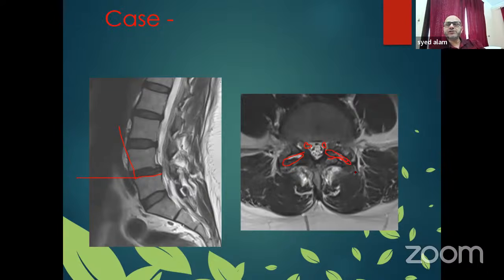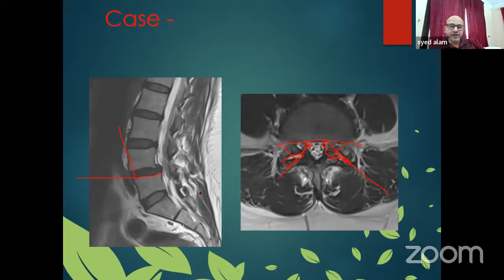This fluid should not be there. And also facet angulation. Normally, if you draw a line from the vertebral end plate, the facet joint should be at 45 degrees. But here the angle is changed. That we call facet syndrome. These things are in the earlier literature. But obviously this facet is totally abnormal. So we call it degenerative spondylolisthesis.